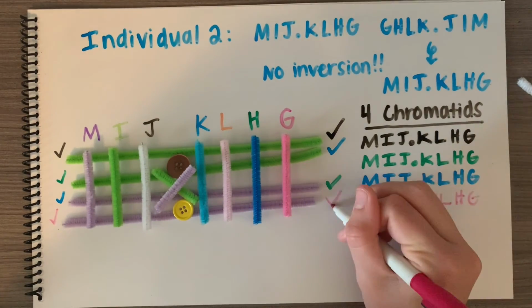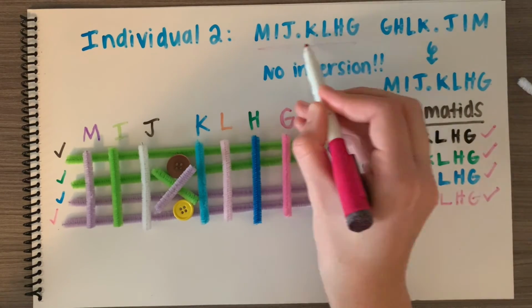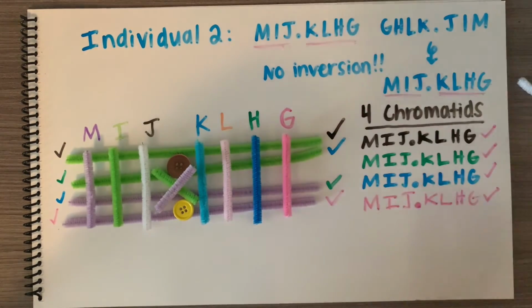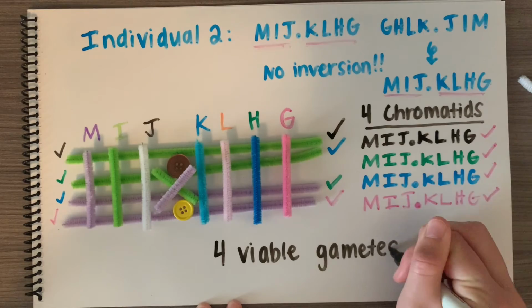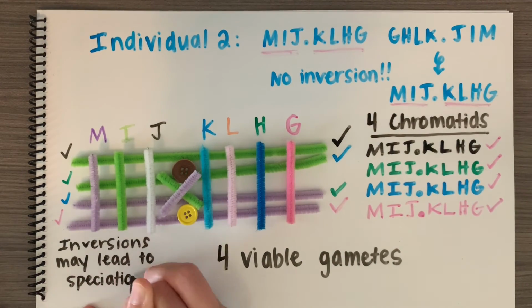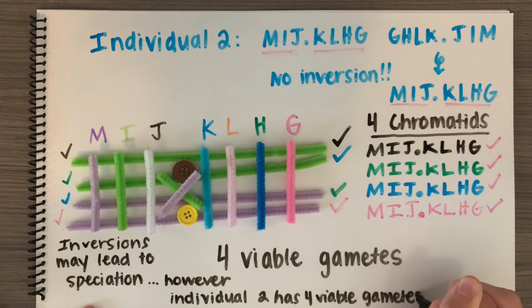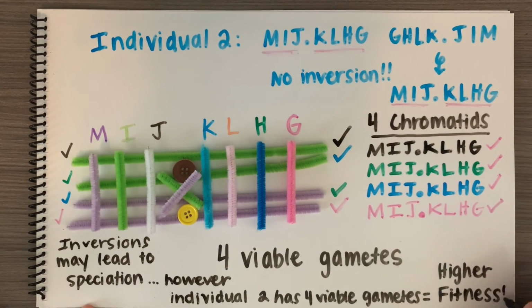As you can see, even though there's a crossover event, there are four identical chromatids produced that match the parents. This means that there are four viable gametes produced. The inversion in individual 1 may lead to speciation, but individual 2 has the higher fitness, because individual 2 produces 4 viable gametes while individual 1 only produces 2.